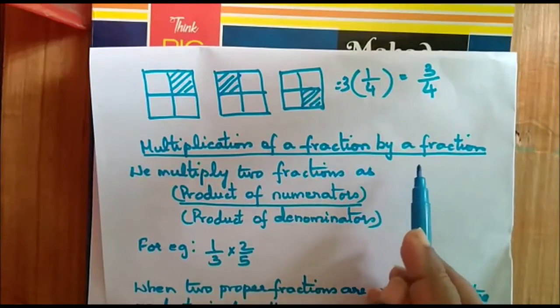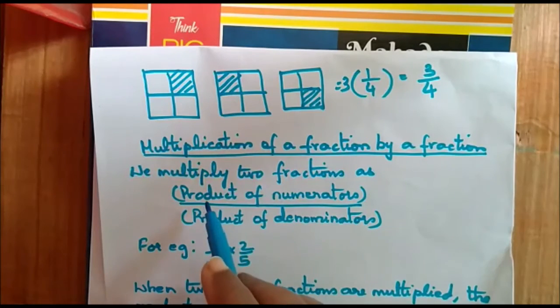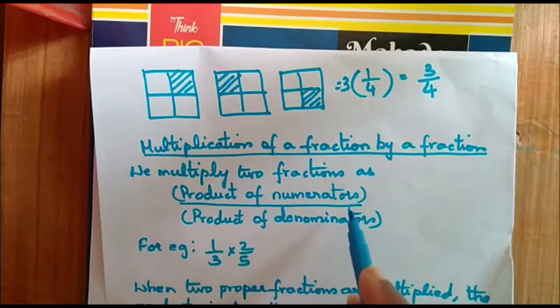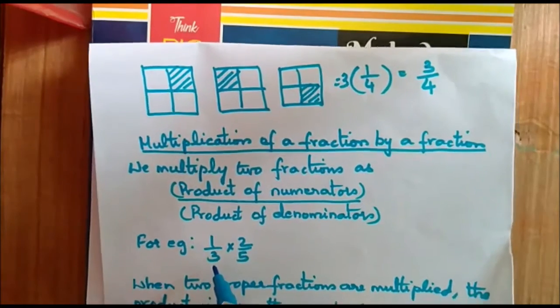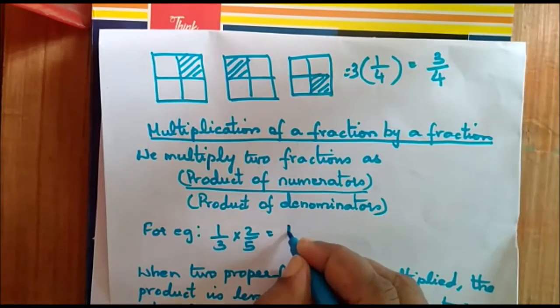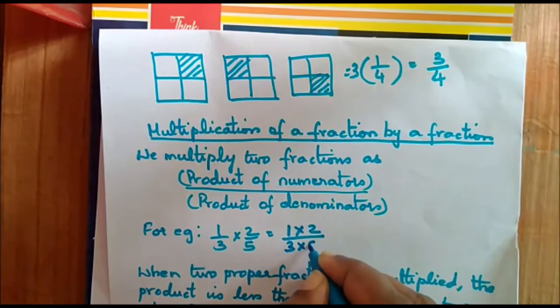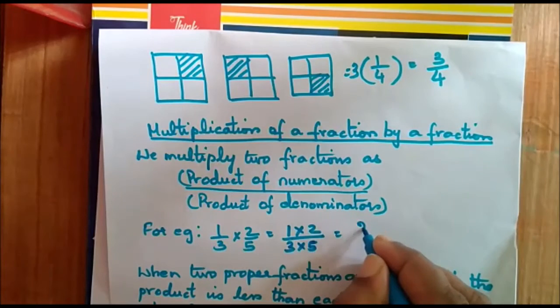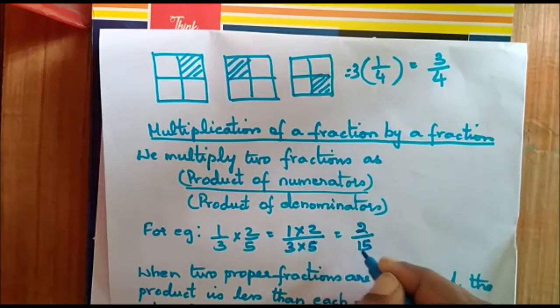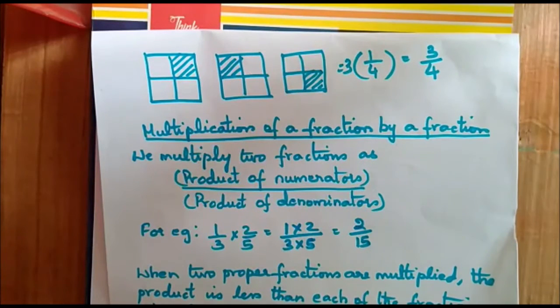Now let us take the next one. Multiplication of a fraction by a fraction. When we multiply two fractions, we multiply the numerators and divide by the product of the denominators. Now let me take this example. 1 by 3 into 2 by 5. So according to this, you have to multiply the numerators and you should multiply the denominators. So what do I get? 2 by 15. Okay. When two proper fractions are multiplied, the product is less than each of the fractions.